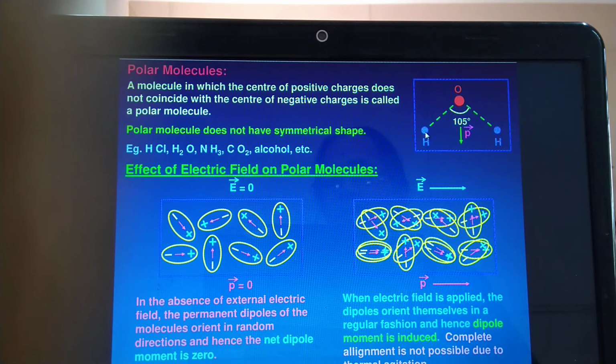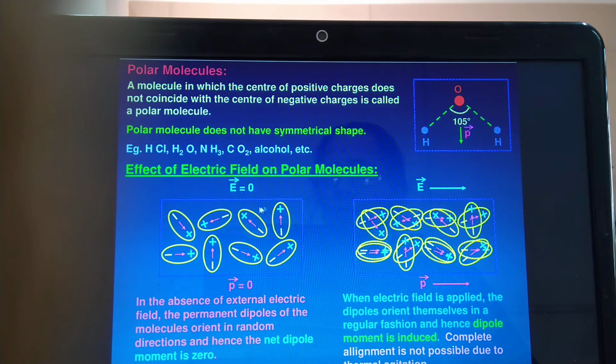One example of such a polar molecule is shown here: H2O. The H2O polar molecule has two hydrogen atoms and one oxygen atom. Between the oxygen atom and each hydrogen atom there is a bond, and between the two bonds there is an angle of 105 degrees. This angle is called the polar angle. Now, what happens when such polar molecules are kept inside an electric field? We are going to consider this under the topic of the effect of electric field on the polar molecule.